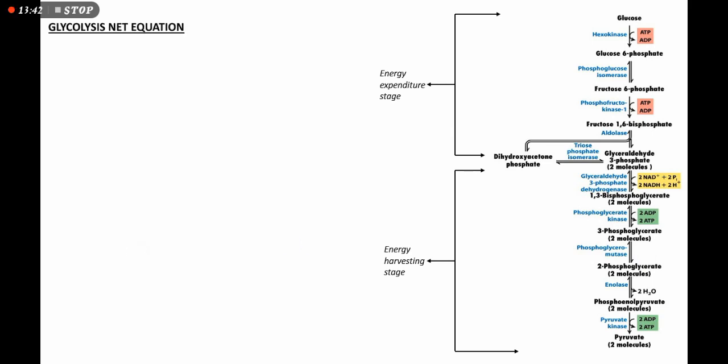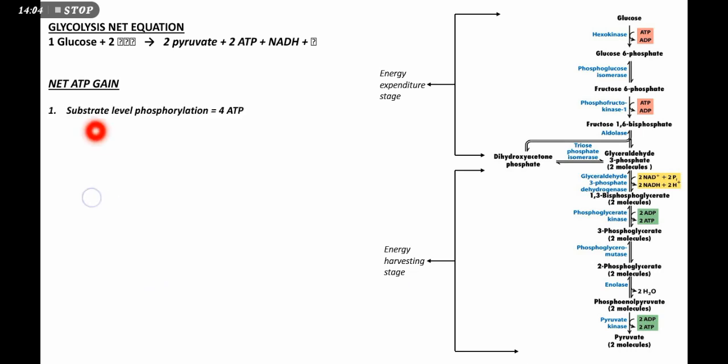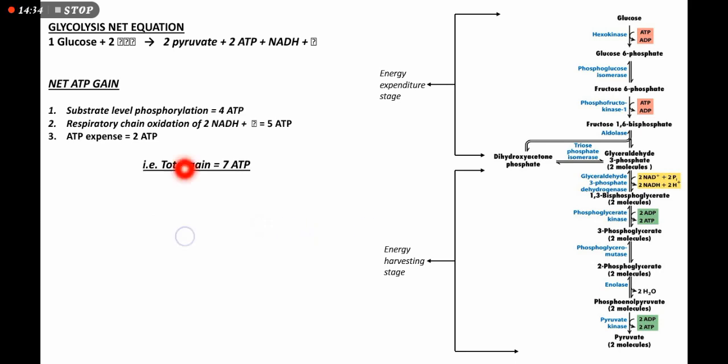Now we can summarize glycolysis by its net equation: 1 glucose plus 2 NAD will result in formation of 2 pyruvate, 2 ATP, plus NADH plus H. Here there should also be 2 NADH formed. Net ATP gain: by substrate level phosphorylation, these directly gained ATPs, we get 4 ATP, and respiratory chain oxidation of NADH will result in 5 ATP formation. Hence, the overall ATP gain was 9, but we had expended 2 ATP, so the net gain will be 7 ATP.